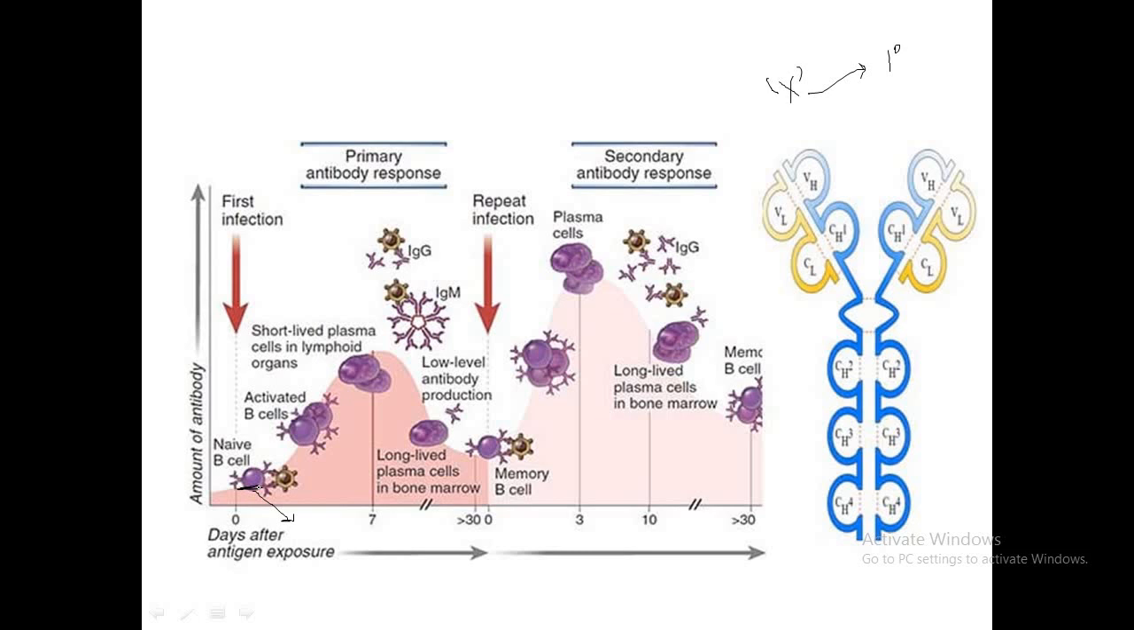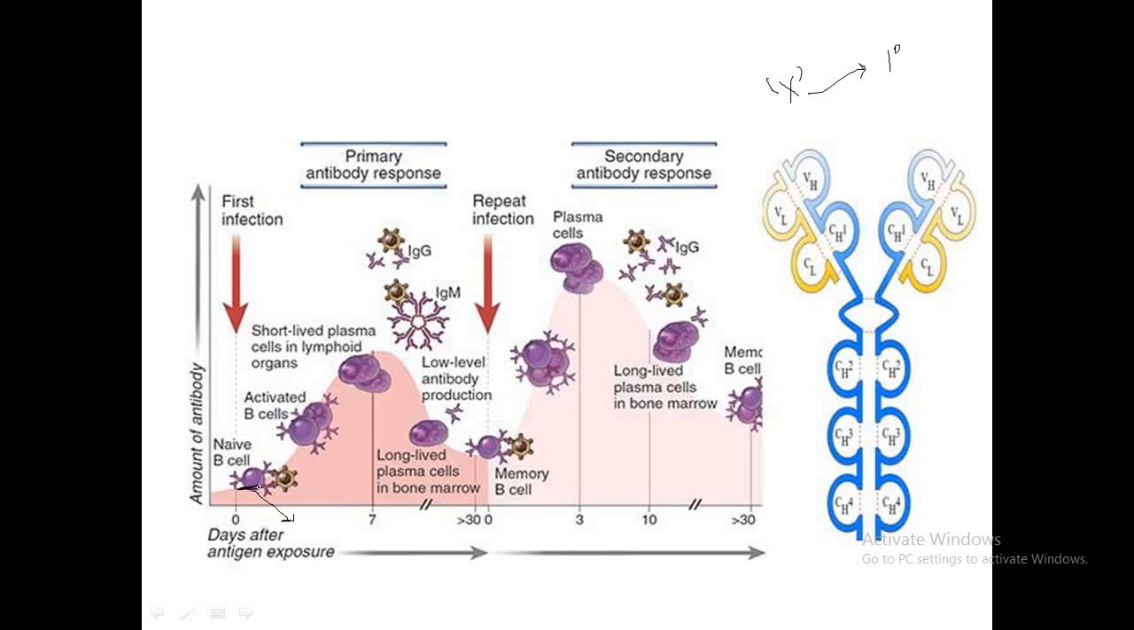What is the meaning of naive? Naive means the B cell has not encountered any antigen. In that case it is an immature B cell. Whenever a B cell does not get exposed to any antigen, such B cells are known as naive B cells. So before the start of this lag phase, the B cells remain in a naive condition, in an immature condition.